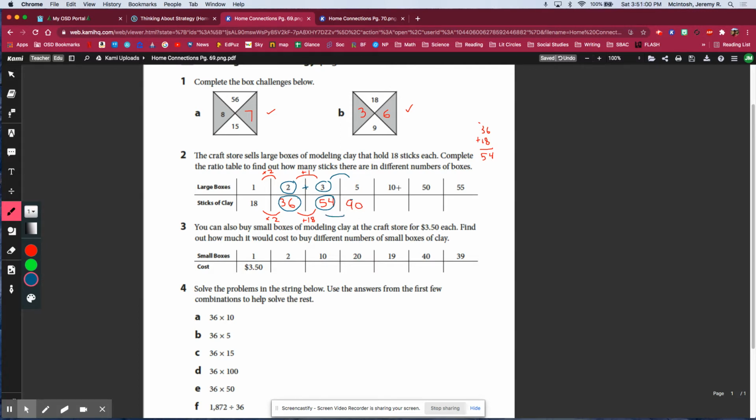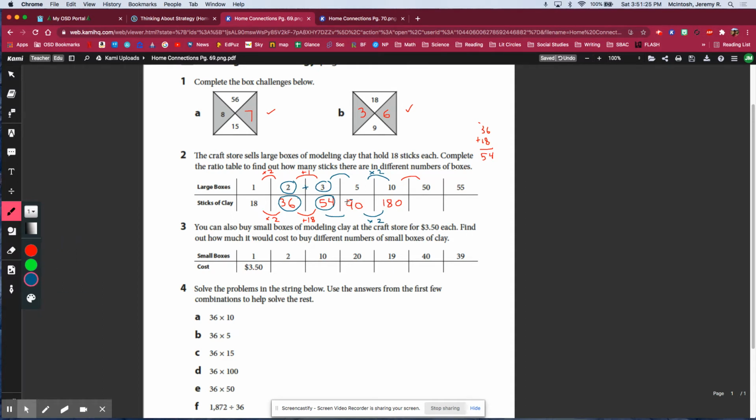When we move from 5 to 10, ooh, I love that. We can just double. Same thing on the bottom. We're doubling the amount of boxes. That means we're doubling the amount of sticks of clay. So double of 5 is 10. Double of 90 is 180. Good.